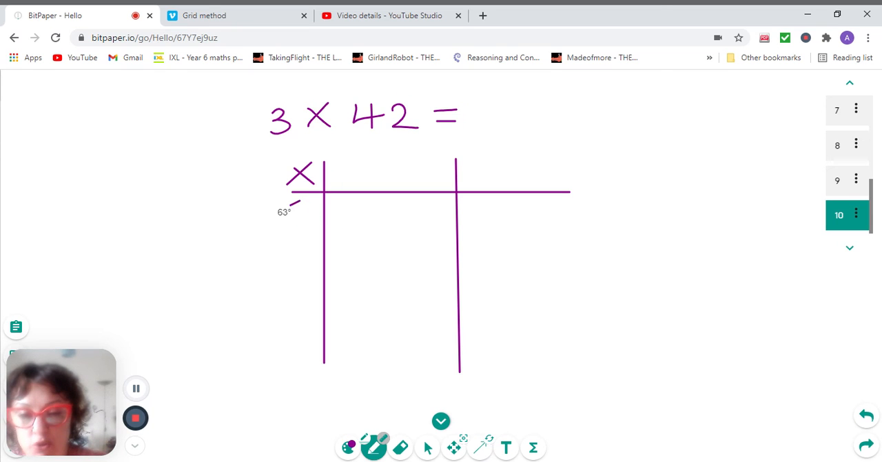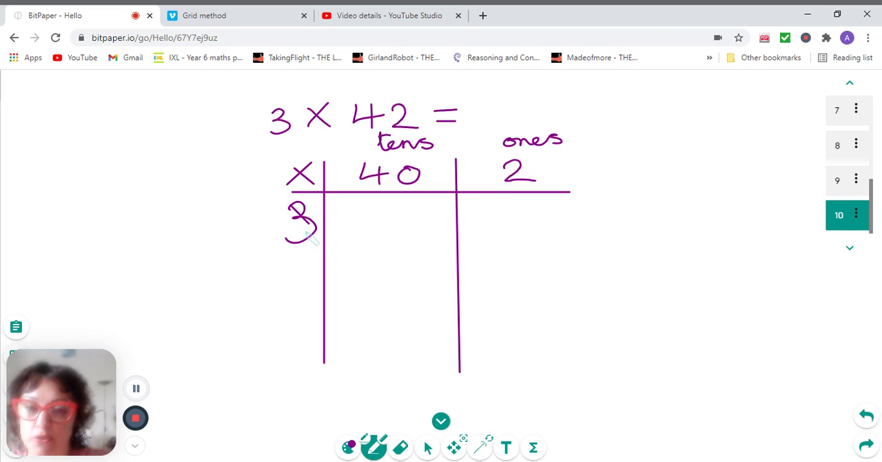So we've got our grid. Oh, I just need to take that off. And I put 3 here. Now, 42, what is 42 made up of? It is made up of a 2, which is going in my ones column, and a 40, which is going in here in the tens column. 3 times 2 is 6.